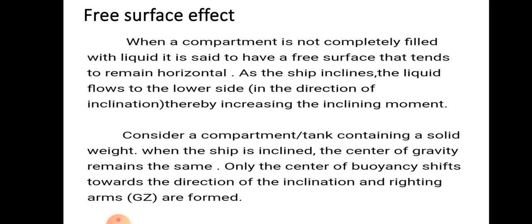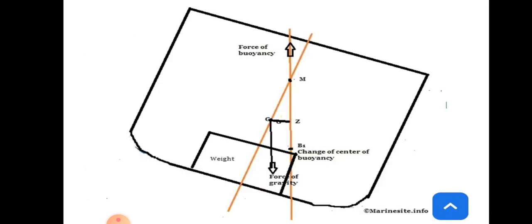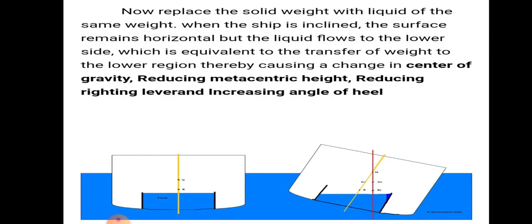Here is the picture. Now replace the solid weight with a liquid of the same weight. In this scenario, when the ship is inclined, the surface remains horizontal, but the liquid flows to the lower side, which is equal to the transfer of weight to the lower region, thereby causing a change in center of gravity, reducing metacentric height, reducing righting lever and increasing angle of heel.